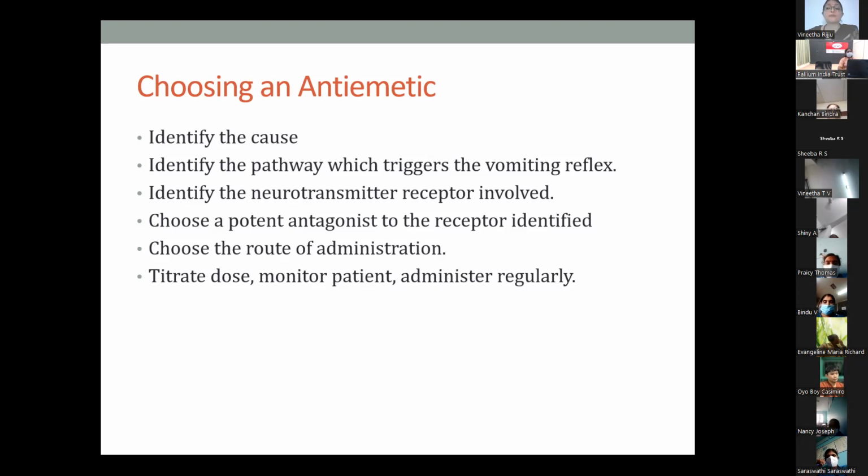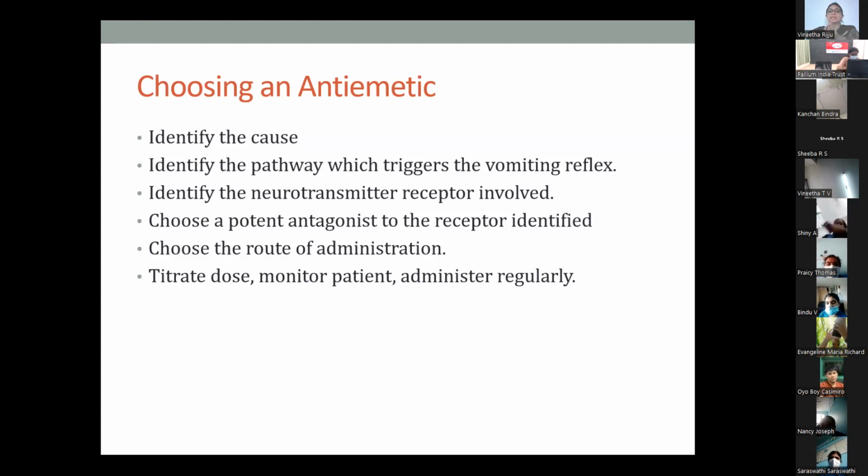And that's not all that is to be done. You also have to monitor the patient and assess again after 24 hours, depending on the drug you are giving. If your drug acts only for about 6 hours, you can assess your patient again after another 10 hours and see how they are doing, whether there was any breakthrough vomiting, whether there was 100% relief of vomiting, and accordingly you can titrate the dose. Okay.